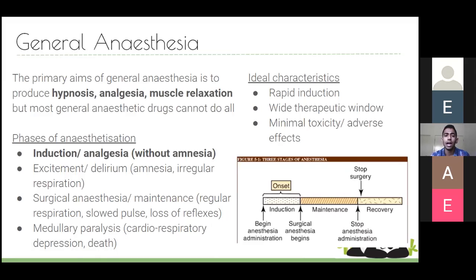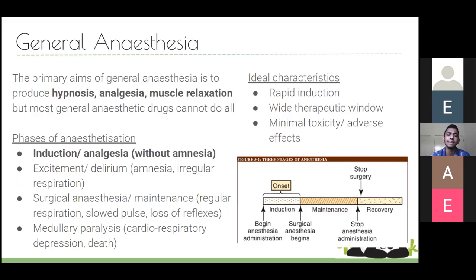Some of the important features that we want in an anesthetic is rapid induction. So we want it to start working very quickly. We want to have a wide therapeutic window. So we want to have as much leeway as possible before we get toxic effects from subtherapeutic doses or supratherapeutic doses. And we want to have as few side effects as possible.